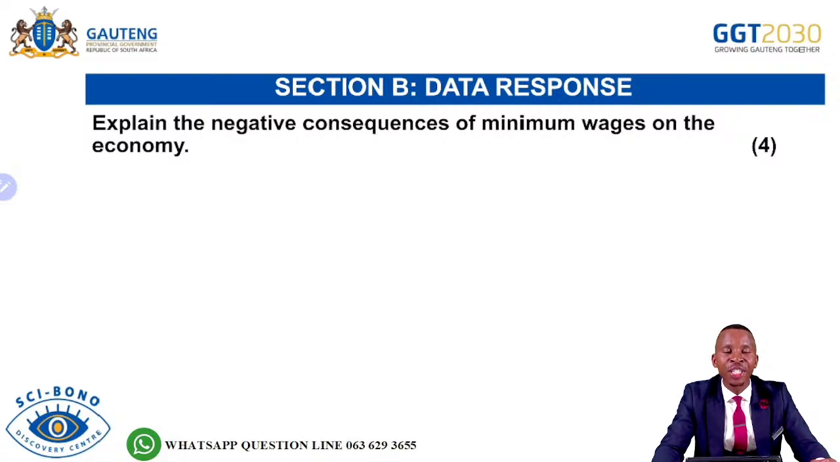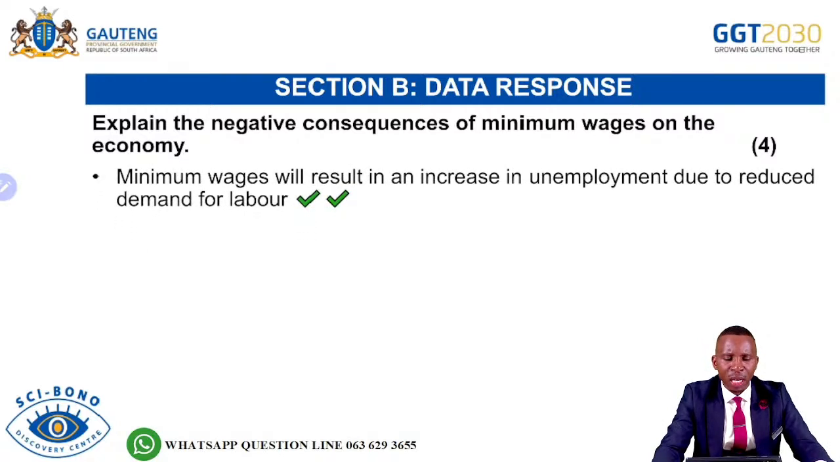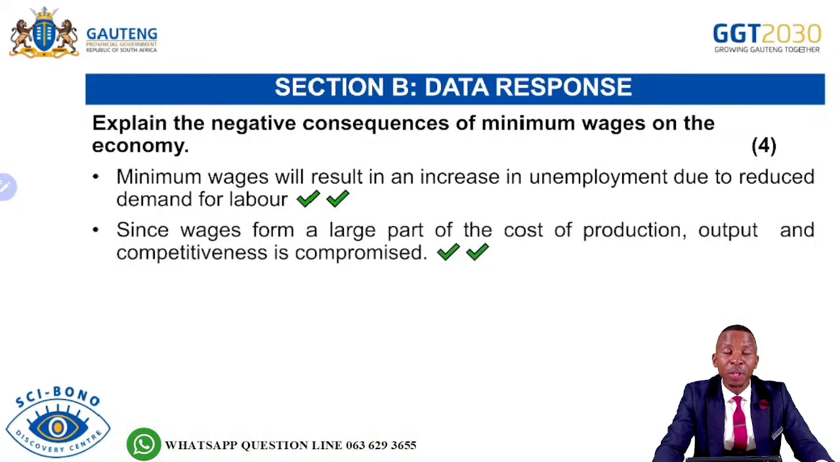If ever minimum wage is legislated in South Africa, that will lead to business employing fewer workers. So there will be more supply of labor, but there will be less demand for labor. There will be more retrenchment. People will be losing income because of the minimum wage. Minimum wage will result in an increase in unemployment due to reduced demand for labor. Firms will be demanding fewer workers because it will be expensive for them to employ workers.